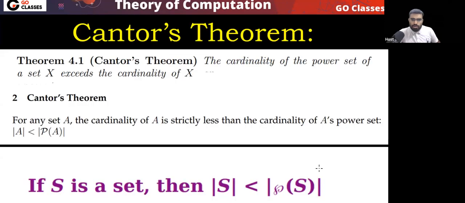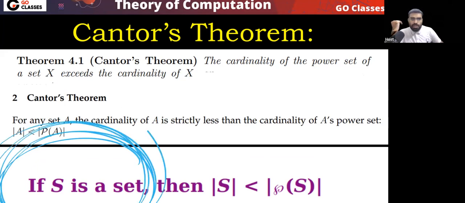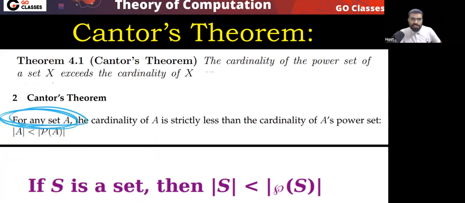So this is the conclusion you have to remember. We have proved it. I have given you the proof, but this is the conclusion we have to remember. S is any set: finite, infinite, countable, uncountable, whatever set you take. The cardinality of S will be strictly less than the cardinality of P(S). This is Cantor's theorem, and this is very important.